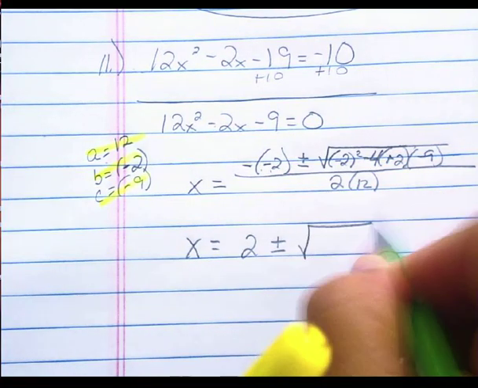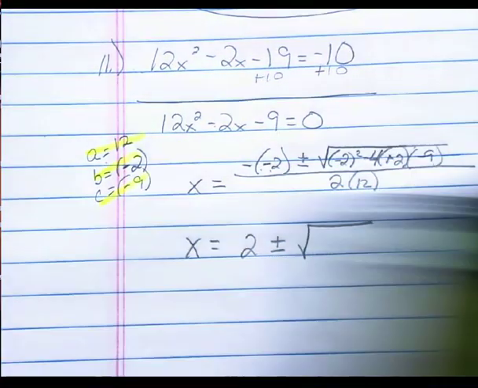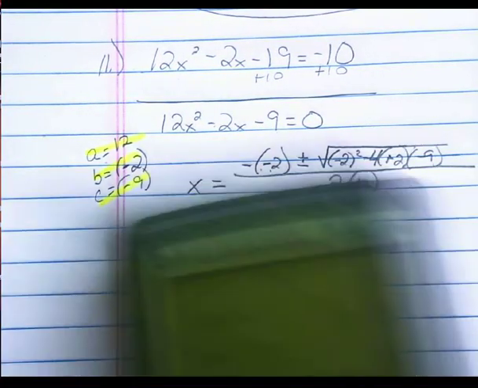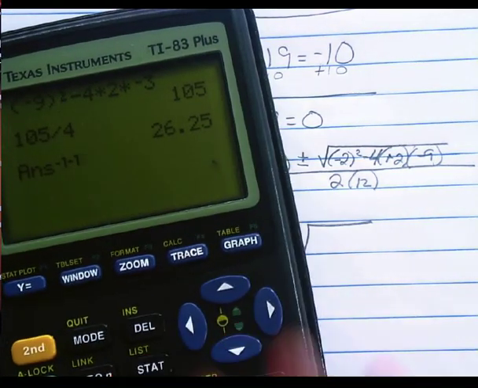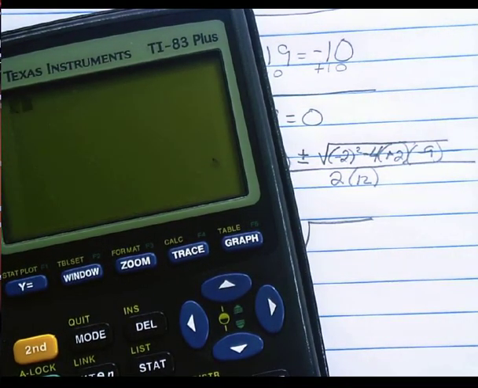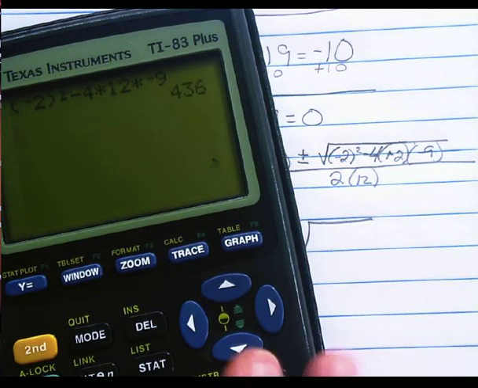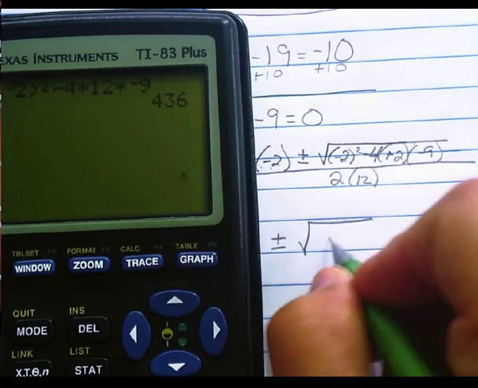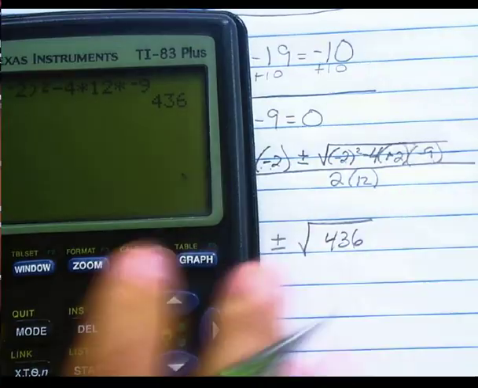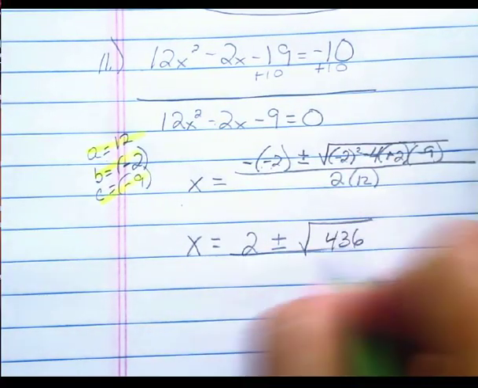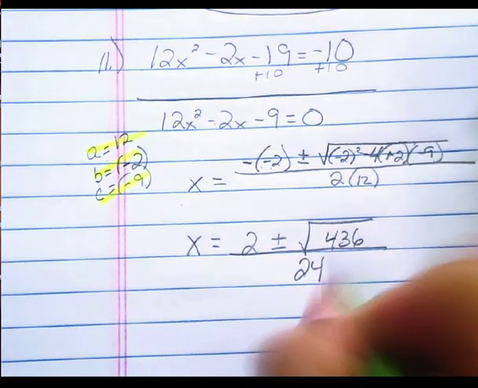I need to find out what is under the square root there. So again, I'm going to use my calculator. I'm going to put parenthesis negative 2 and square it, minus 4 times 12 times negative 9. And I get 436. That is all over 24.